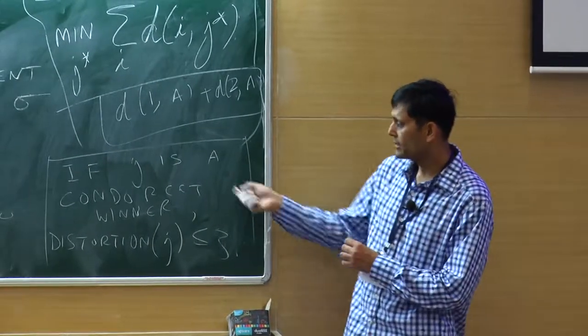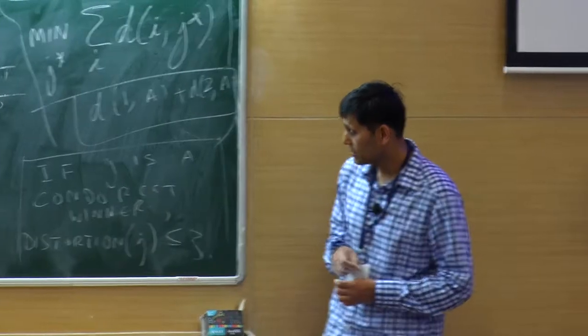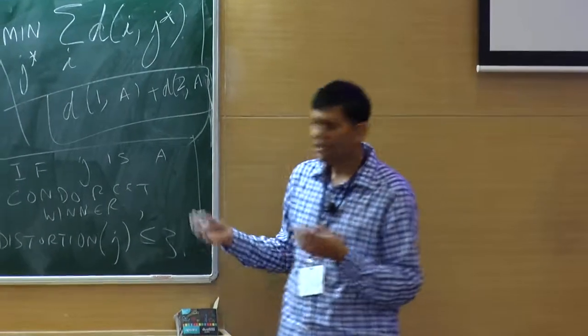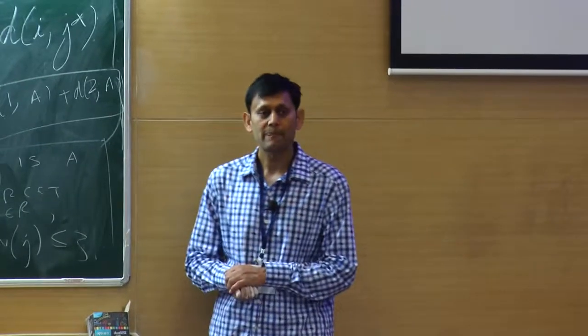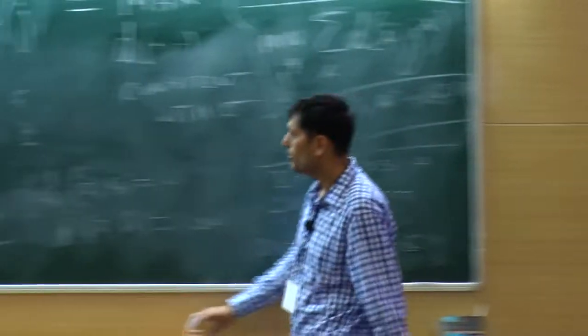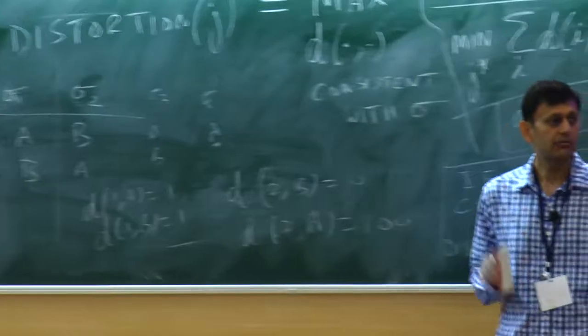Whereas if there's a Condorcet winner, then the distortion is less than or equal to 3. This might look like a funny theorem because I'm saying like if pigs could fly, then horses would whistle or something, right? Because it's a Condorcet winner which may not exist. But there's a very beautiful property of a Copeland winner which immediately gives you 9 for Copeland.